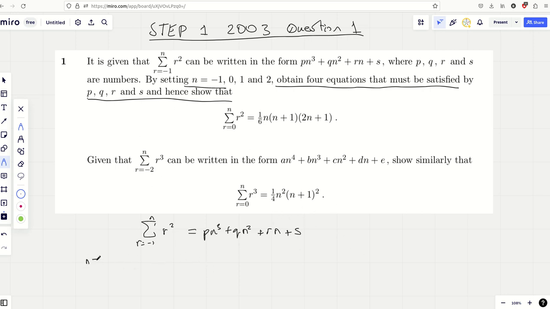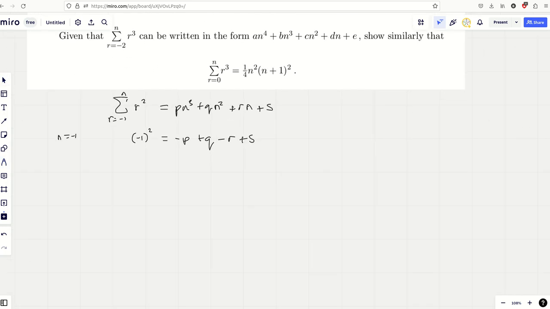So n equals -1. Like I say, we're just plugging in -1, so we're not summing anything really, we're just plugging in one term, and that should equal, well, -1 cubed is -1, so that's going to be minus p, then plus q, then minus r, then plus s. That's what I was just thinking about. So in other words, +1 equals those letters. So let's write it like that.